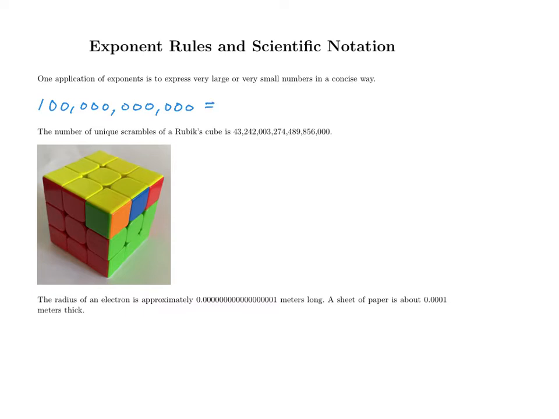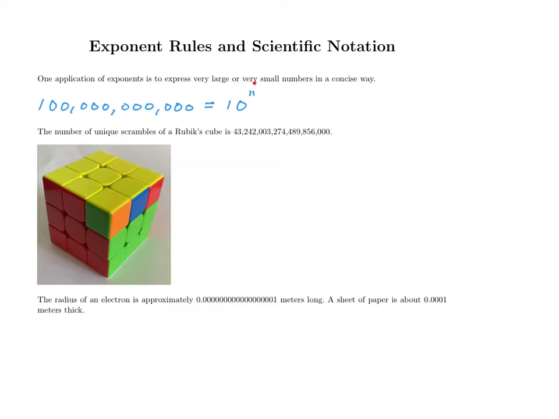You could also write this as 10 to the power of 11, where the exponent 11 tells you how many zeros there are after the 1, essentially saying how many times you multiplied by 10. This is much shorter to write, so in some cases, this might be preferable.